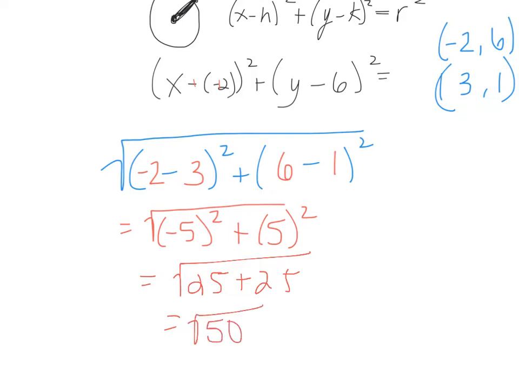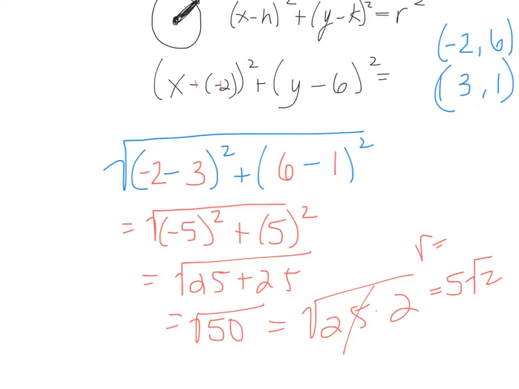Am I done? No. If I simplify that, and again, some of you are going to be like, well, you don't have to. I'll show you why in a second. But if I simplify that, I need a perfect square and a non-perfect square. Think about money. 25 and? So my answer would be 5 root 2 for my radius.